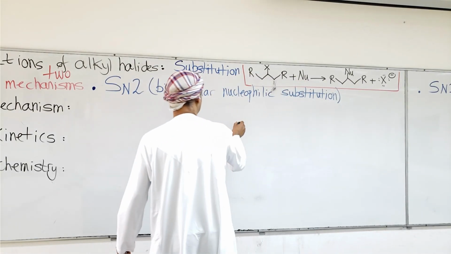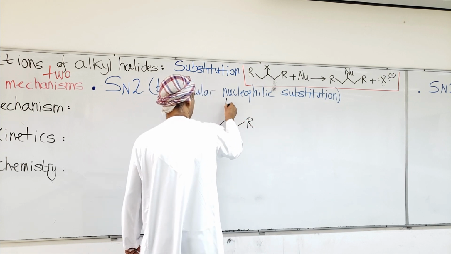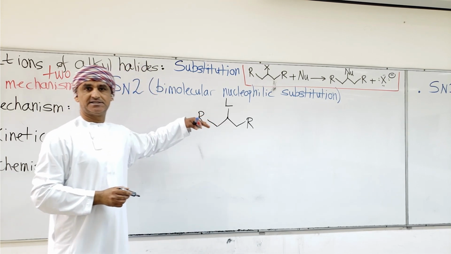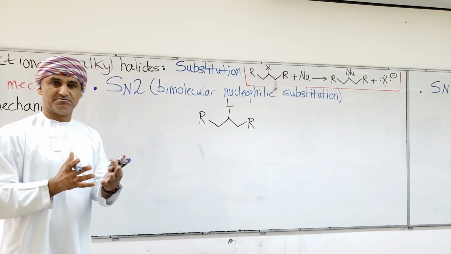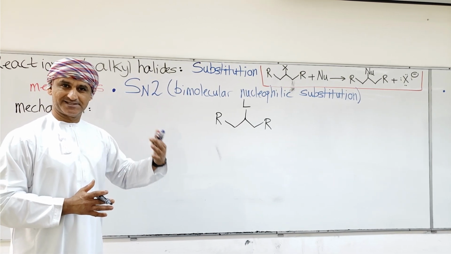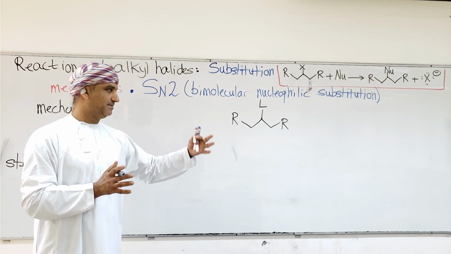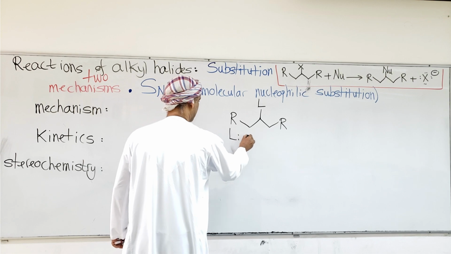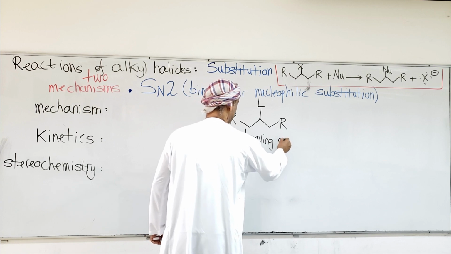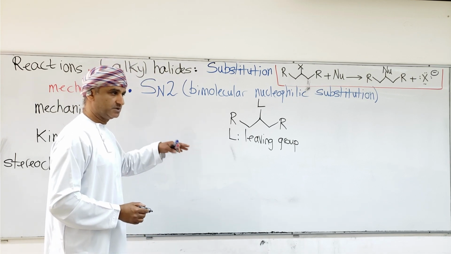This is the general structure of alkyl halides, or instead of writing X for alkyl halides, we write L. L is a general symbol for a leaving group, or a group that leaves, or a group that is substituted by the nucleophile. So L means leaving, or L is a leaving group. We will talk about further details of this reaction and also the other mechanism type, which we will talk about very shortly.